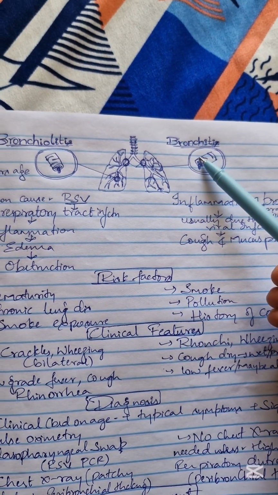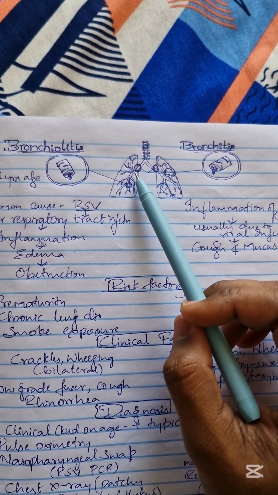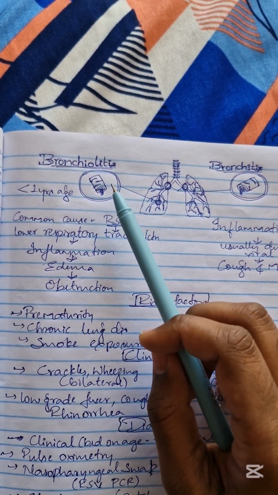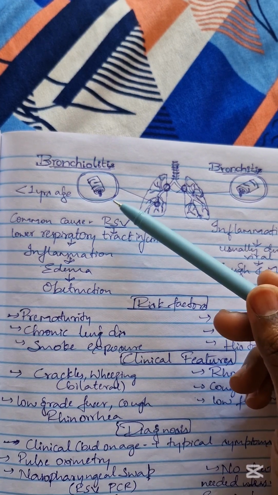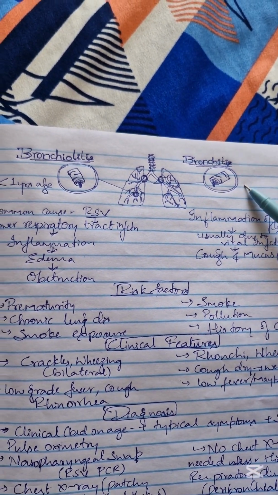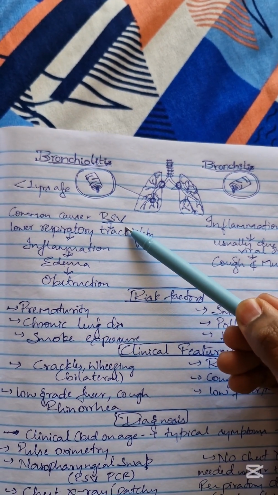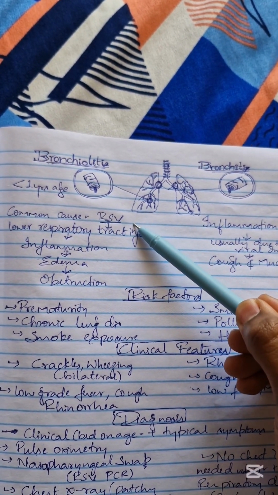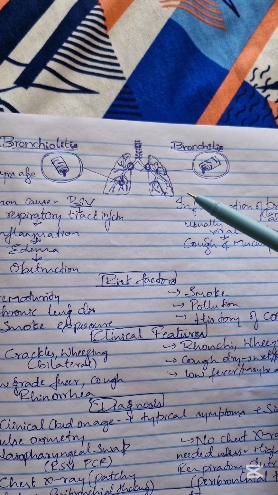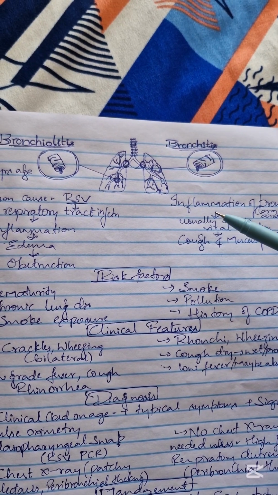Alright. So as you can see, both happen near the lungs. Bronchiolitis is commonly seen in patients less than 1 year of age, though it can be seen in patients more than 1 year of age. The major cause of bronchiolitis will be RSV, which is respiratory syncytial virus. In bronchitis, the cause can be anything. It can be viral or bacterial, though more often it's a viral cause.